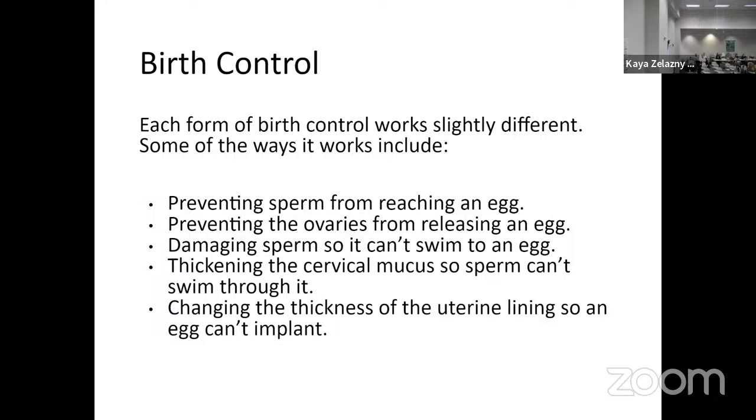And finally, we could change the uterine lining. We could change parts of that implantation. If we were to make it such that a fertilized egg cell can't implant, then pregnancy would also not occur, because that fertilized egg cell would just pass out of the body the way they normally do during menstruation.